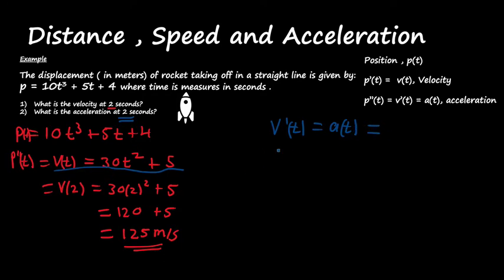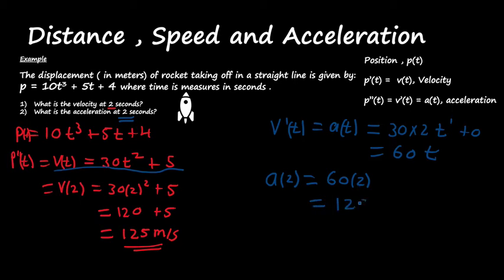So here we have 30 times 2 times t to the power of 1 plus 0, which is just the same as 60t. Then we can just sub in our value at 2 seconds. So a of 2 is equal to 60 times 2, which is equal to 120. And it's acceleration, so it's meters per second squared.